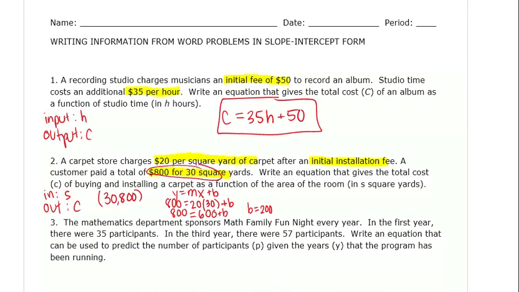So putting things all together now, my output is C, so C equals 20 per square yard, so 20S, plus the installation fee of $200.